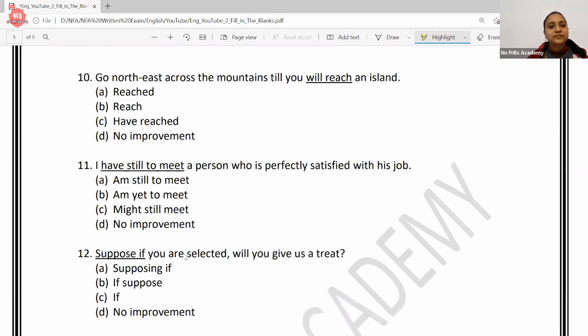I have still to meet a person who is perfectly satisfied with his job. I am still to meet, I am yet to meet, might still meet, no improvement. Next, suppose if you are selected, will you give us a treat? Supposing if suppose, if, no improvement. Take a pause.